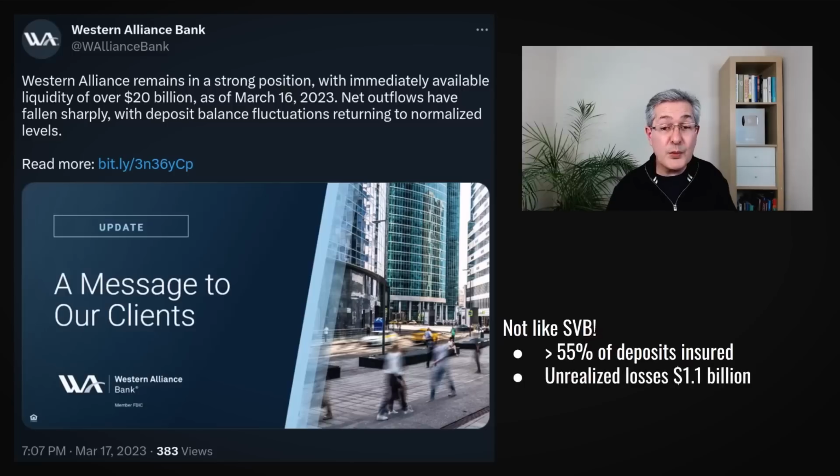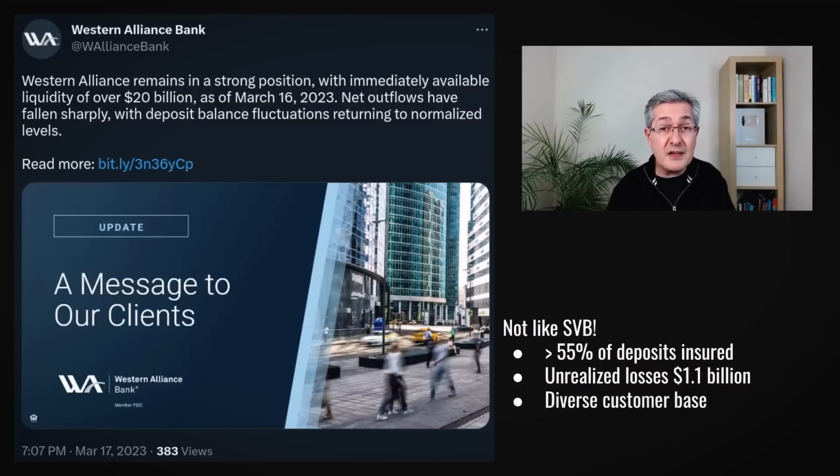Western Alliance Bank also says that their unrealized losses, remember those treasuries which lost value when interest rates increased, are only 1 billion. Now, assuming they don't get deposit flight and they have to sell those assets, they'll never have to crystallize that loss. And now we've got a new lending program from the Federal Reserve, which means that Western Alliance Bank can just give those treasuries to the Fed and get money in return. So that risk is greatly reduced.